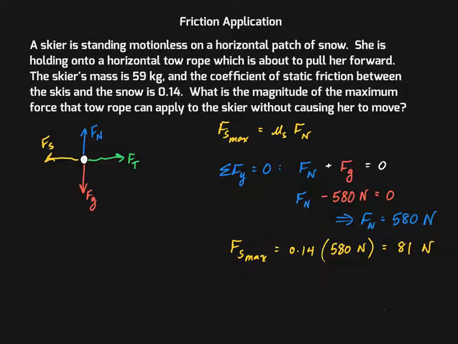Okay. So now we can finish this problem up, and I'm going to write an equilibrium equation for my x direction. So I have Ft, and that's going to be plus Fs, and that's equal to 0. Plug in what we know, and we are going to get a force of tension equal to 81 newtons. Okay?